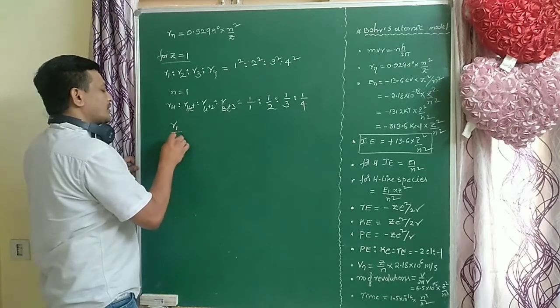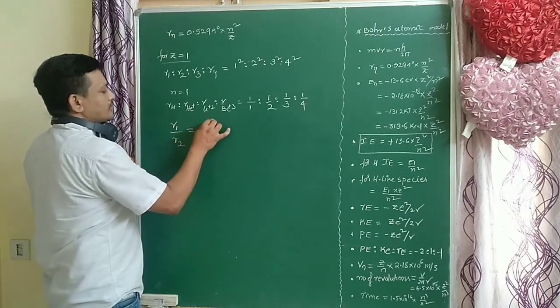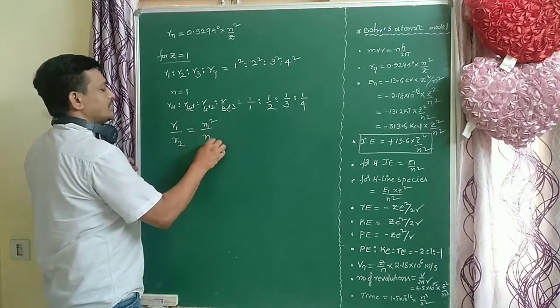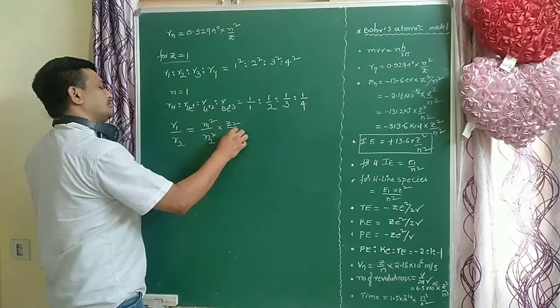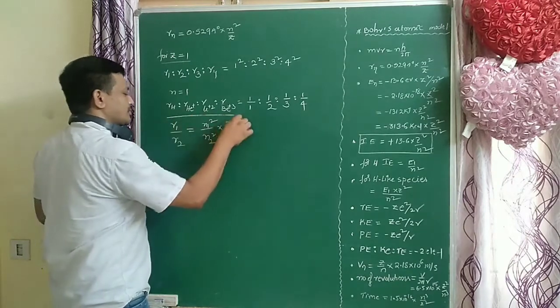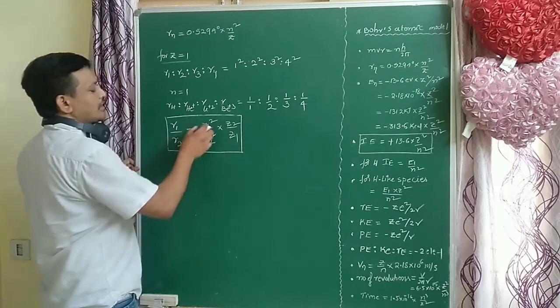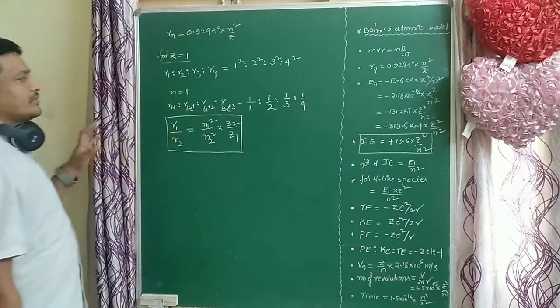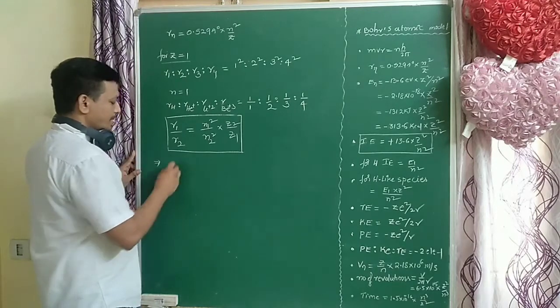R1 by R2 equals the formula n1 square by n2 square into Z2 by Z1. So radius is inversely proportional to atomic number and directly proportional to the square of the orbit number. This is very important. So an important relation is there.